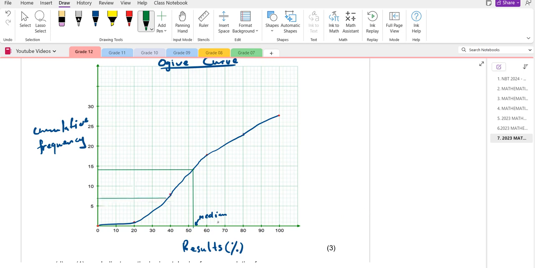Right, so I've got 7 right here, and that's representing 38. That's Q1. Now let's move on to the next one, which is 21. So 21 is right here, so let's draw a line from there to there.